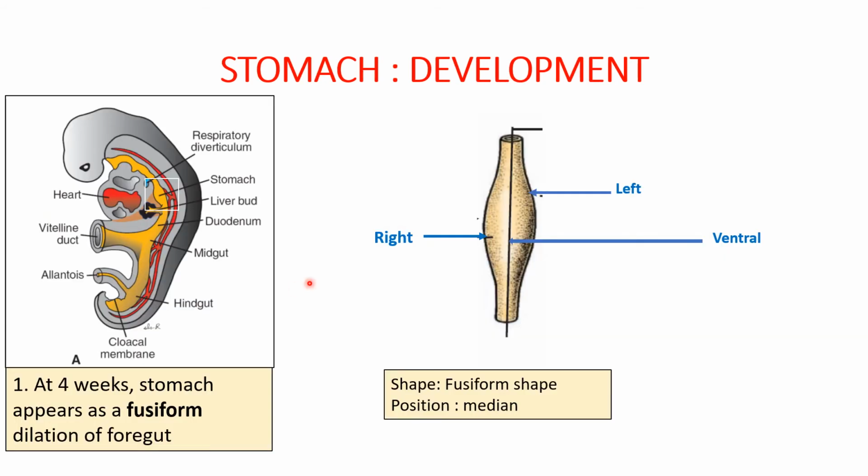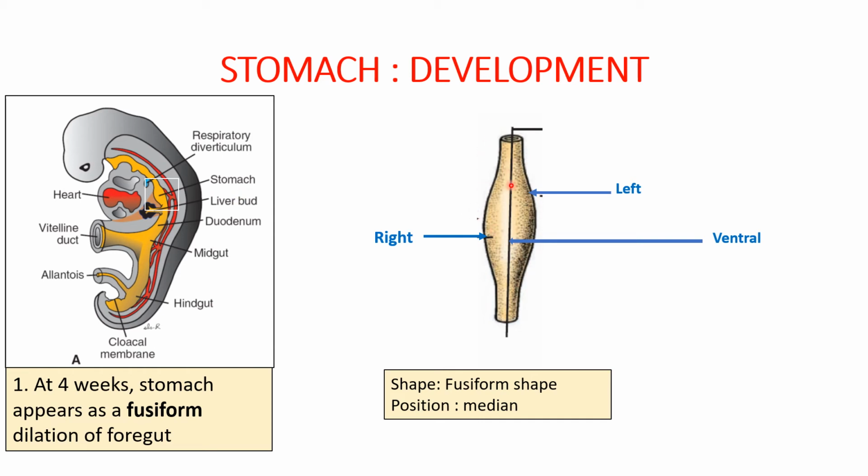Now we start with the development of the next viscera, which is the stomach. The stomach is a derivative of the foregut, and it appears as a fusiform dilatation. You can see in the first picture, can you see the stomach? Yes, the stomach is seen as a fusiform dilatation at 4 weeks. But is the stomach fusiform in shape in adults? No, it is not. It is J-shaped in adults. So we'll see how this shape changes and how it acquires the final shape.